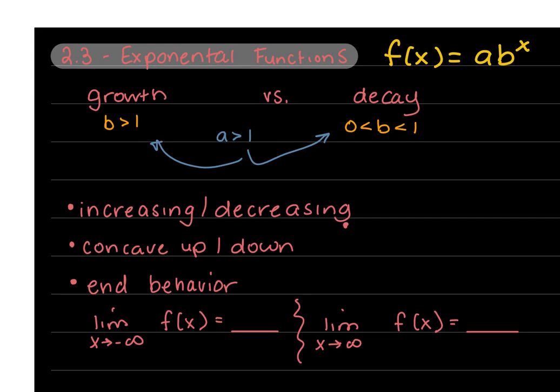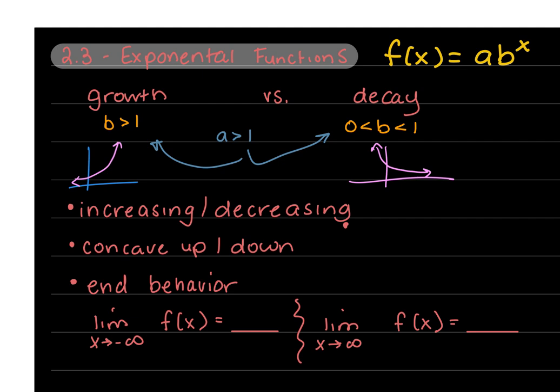All right, then came exponential growth versus decay. So if my model is increasing as I'm moving from left to right, then it's got growth. And if it's decreasing as I move from left to right, it's got decay. In both of these scenarios, a is greater than 1. On the right-hand side, you're saying b is greater than 1, so it has growth. And on the left-hand side, b is in between 0 and 1, so it has decay.